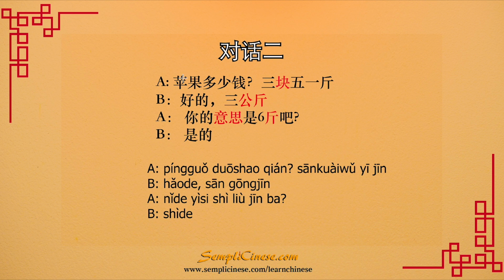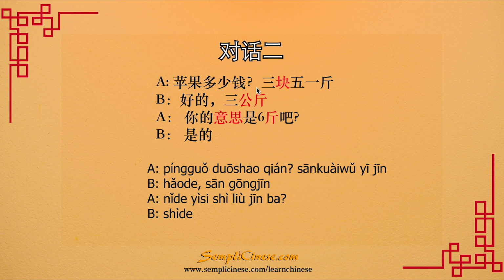What's the meaning of this conversation? Let's see it together. 苹果 is apple. 多少钱 means how much. So how much for apples? And she says, 3块5一斤. 3块 means 3 renminbi. 5 is 0.5, so 3.5. 一斤 means 500 grams in China.